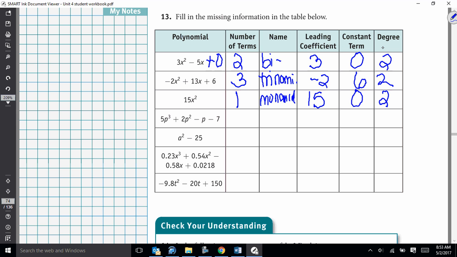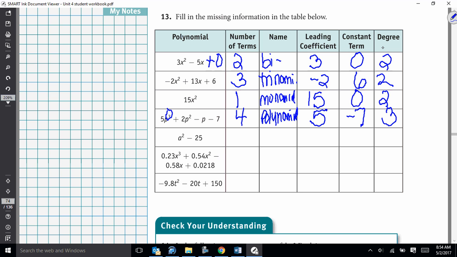All right, so this next one, how many terms? 4. And what do we call that? Polynomial. What's our leading coefficient? And then our constant term. And our degree is 3. We are looking at that up there.